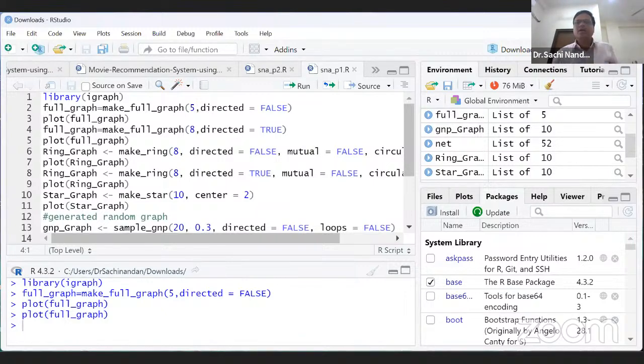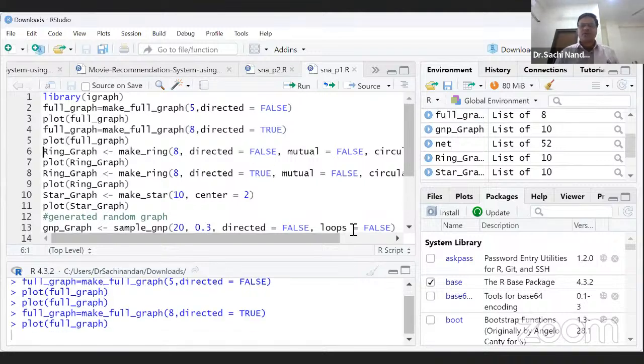Now I'm going to explain this fully connected graph. Suppose I put directed is equal to true. So let's see. Directed is equal to true, then you draw the graph. Now see the output. See, previously there was no direction. Now the arrow direction is there, right? So this is called the fully connected directed graph. Previously it was a fully connected undirected graph, right?